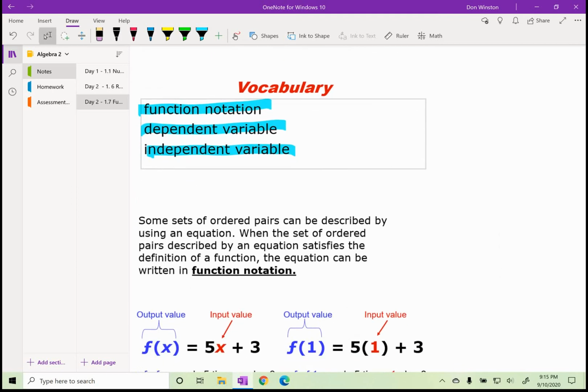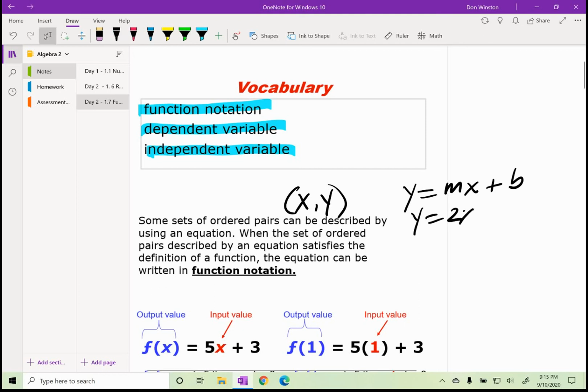So let's look here. Some sets of ordered pairs like x and y can be described by using an equation. You are familiar with some of the equations you saw in Algebra 1. For example, a linear equation: y equals mx plus b, where m is the slope and b is the y-intercept. For example, y equals 2x plus 1.